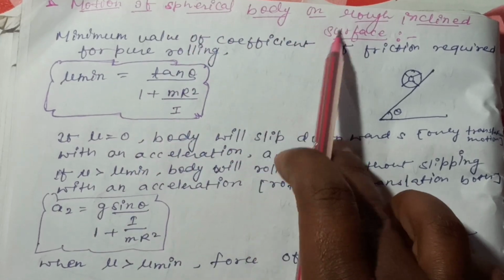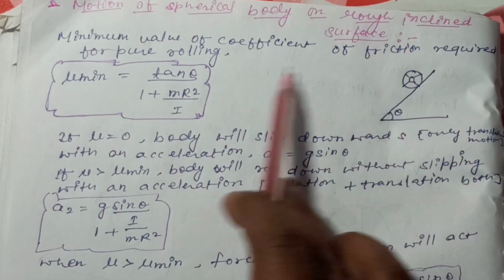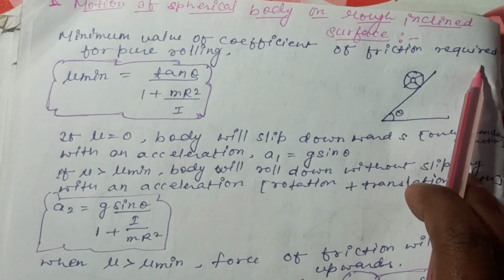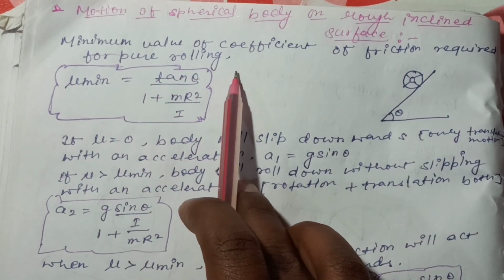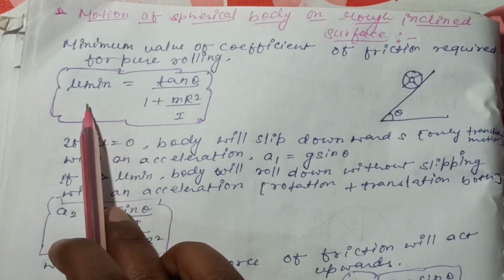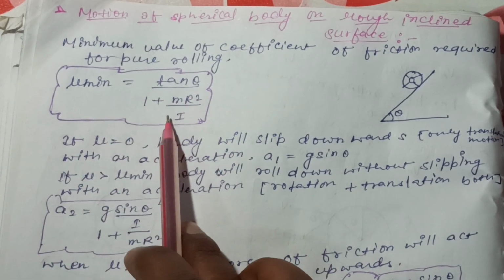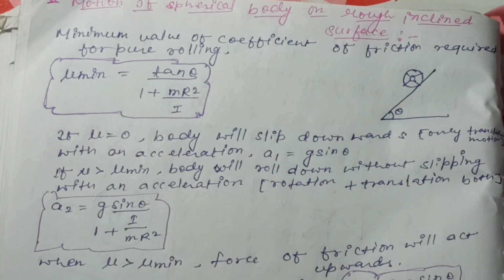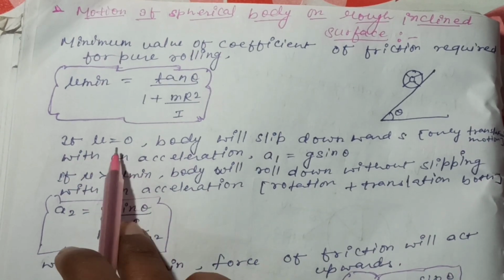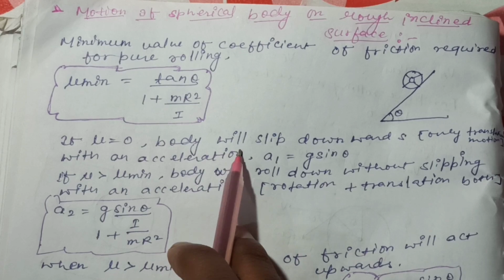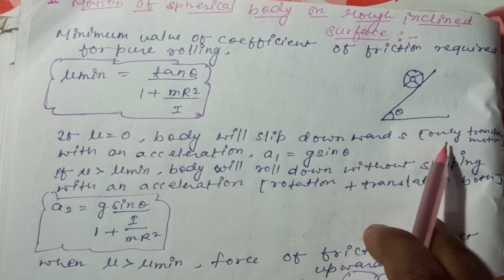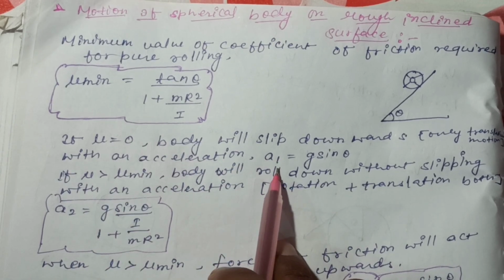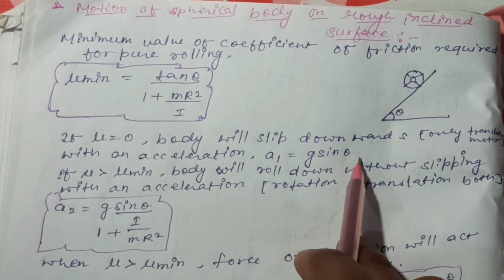Motion of a spherical body on a rough inclined surface. Minimum value of coefficient of friction required for pure rolling: mu minimum is equal to tan theta upon 1 plus m r square upon I. If mu is equal to 0, the body will slip downwards with only translational motion, with acceleration a1 is equal to g sin theta.